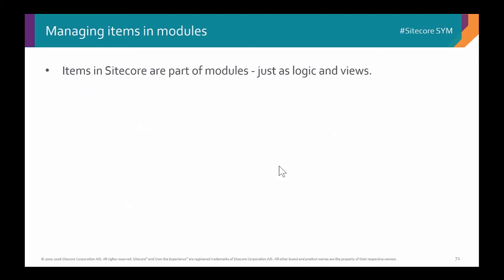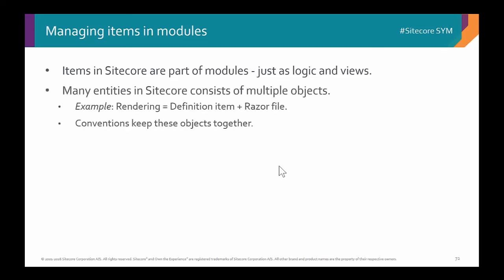So items in Sitecore are part of modules just as logic and views. So important. Many entities in Sitecore consist of multiple objects, and this is the type-centric nature of Sitecore. So when you have a rendering and you have a rendering definition item in Sitecore, those two things together are the rendering in Sitecore, not just one or the other. And that's why we need this kind of serialization and setup. In the future, who knows, this might go away, just have one or the other. But yeah, we need the conventions in place to control these things together.